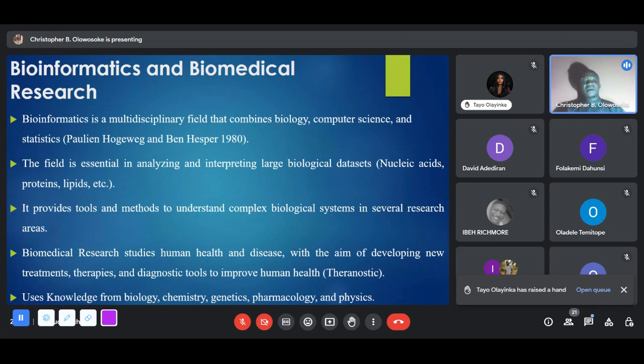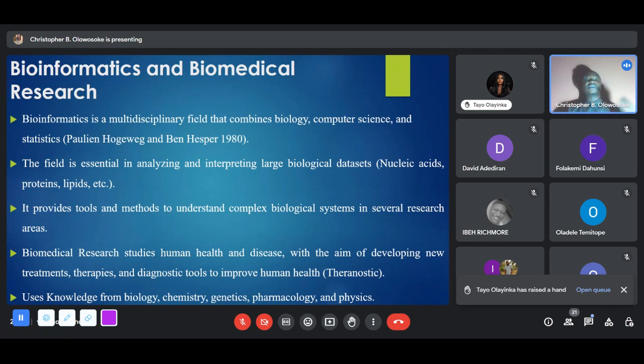So what is biomedical research? Biomedical research is a field that aims to study human health and disease with the aim of developing new treatment therapies and diagnosis tools to improve human health. And as of today, this combination of processes, that is diagnosis, therapy, and treatment, is being referred to as theranostic. So in biomedical research, knowledge from other fields like biochemistry, biology, chemistry, genetics, pharmacology, and physics are also relevant. So if you are coming into the field of bioinformatics and applying it in biomedical research, you have to understand the basics of some of these fields I've been able to mention.